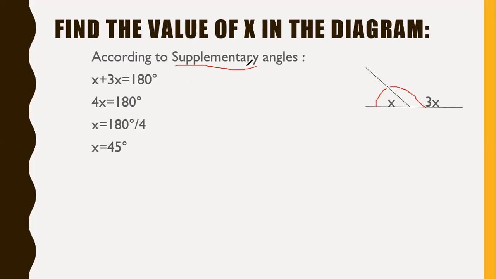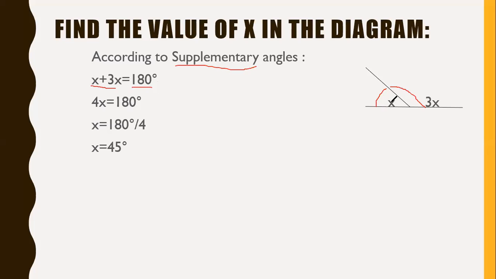Am I right? Okay. So first of all, I have to write according to supplementary angles. Students, first we have to mention the reason. If we are finding the angle, we have to mention according to which condition we are finding it. So according to supplementary angles, x plus 3x is equal to 180 degrees. Here, x and 3x are written. So I have written x plus 3x is equal to 180 degrees.